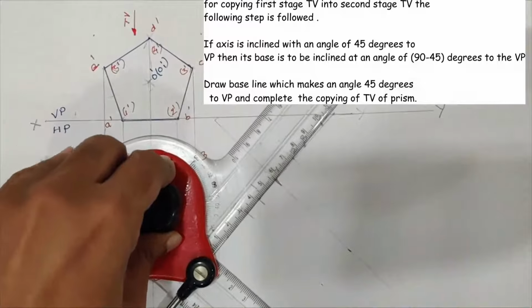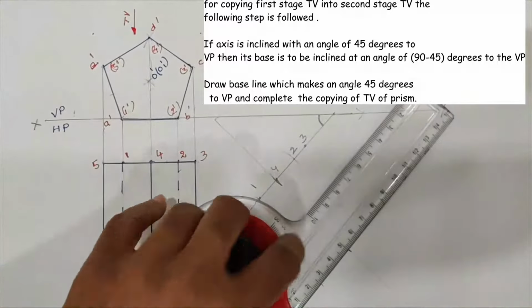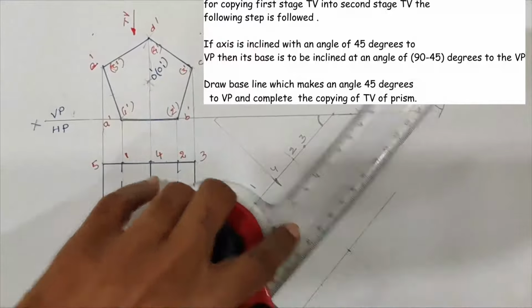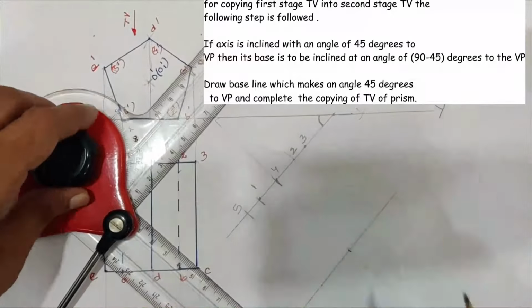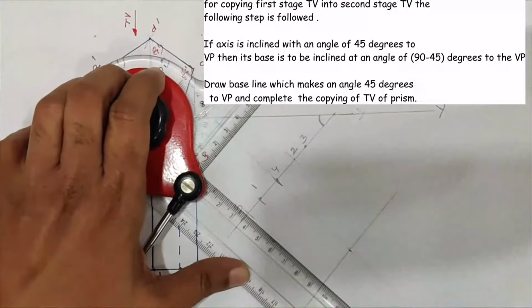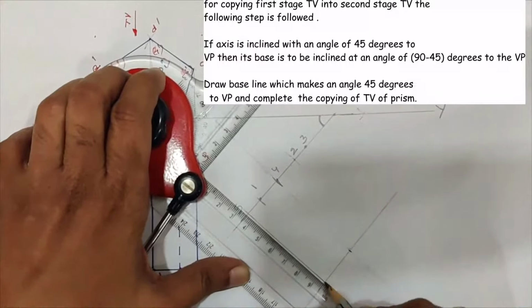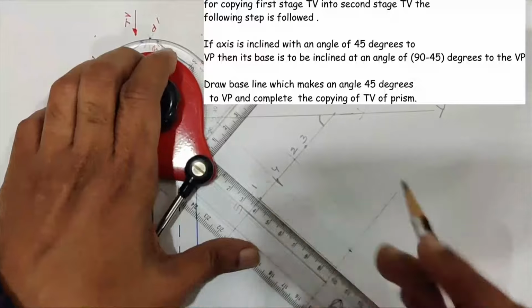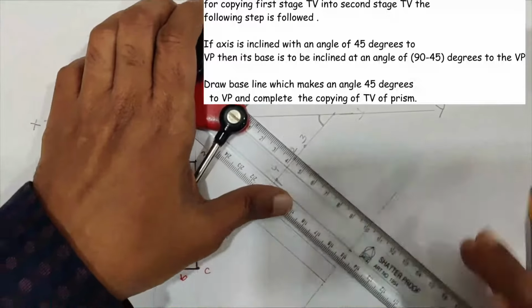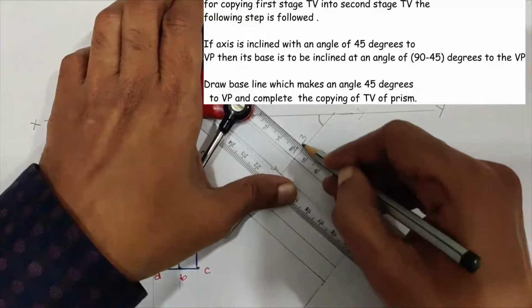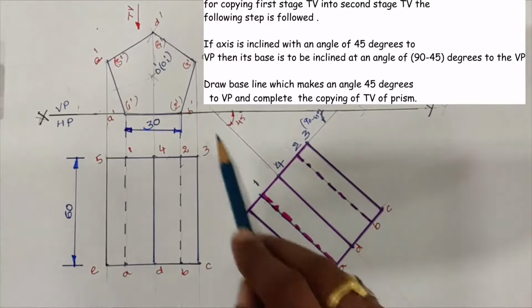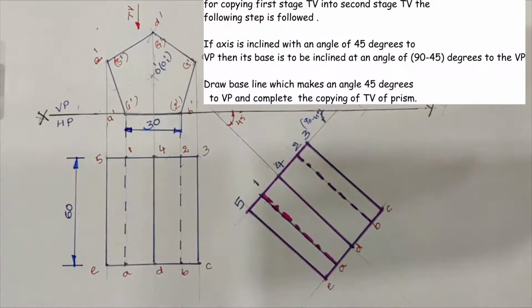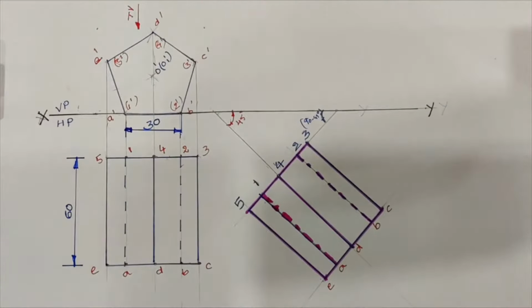Parallel to this baseline, draw another line here. Then parallel to this axis line, passing through 1, 5, 2 and 3, draw lines. Reproducing the first stage top view into the second stage top view with the required axis inclination is over. Then we'll move towards drawing the second stage front view.